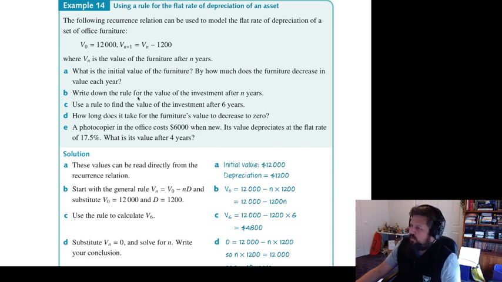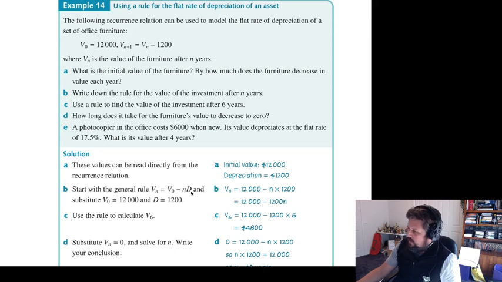Next it says write down the rule for the value of the investment after n years. Again, you go to the bubble box that was in the front of the book, and we're writing out the general rule for depreciation, or decreasing linear, or linear decay. Which is this one here. Vn equals V0 take away n times d. We're going to plug in the values that we know. We know V0, which was the initial amount, and we know what it's going down by, the d value. It's going down by 1,200.